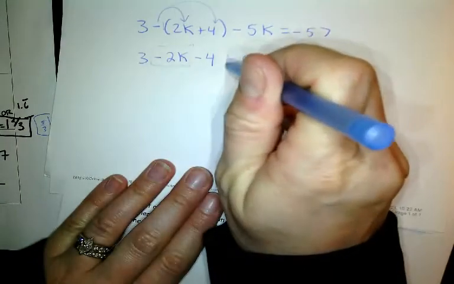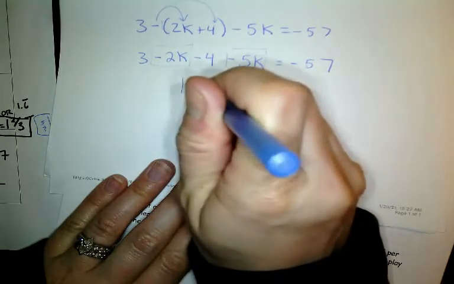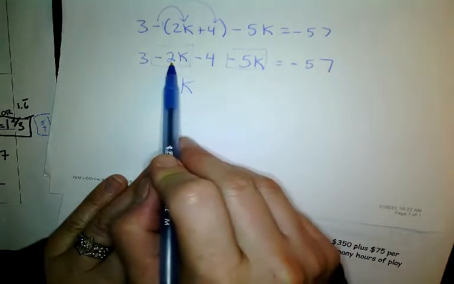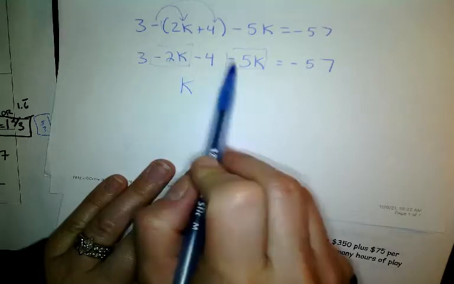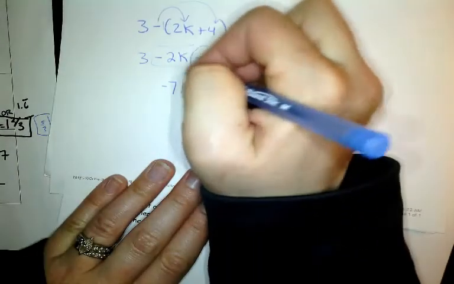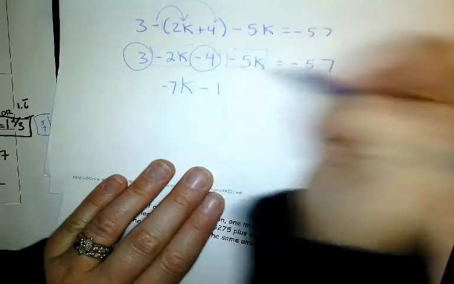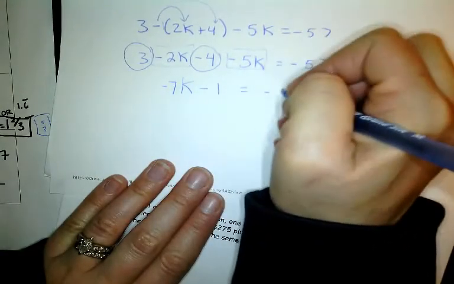Now you can combine like terms. Be very careful that you are including the sign with the term. It goes sign, number, letter, sign, number, letter. So when you combine these two terms, it's going to be something k, and then we have -2 plus -5, which is -7k. Your constants are the terms that don't have letters. 3 plus -4 would give you -1, or -1 equals -57.